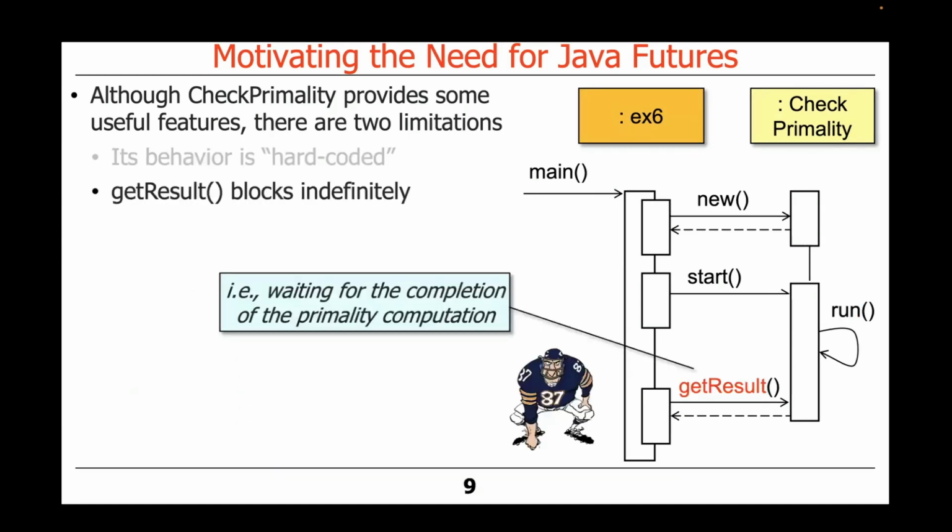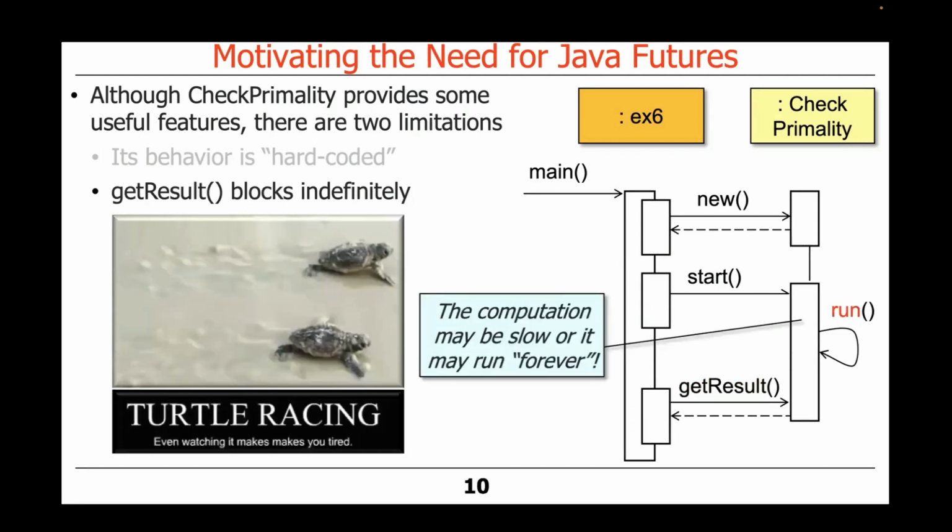The second limitation was that the getResult call that the client thread called to get the result of the computation that was running in the background could block indefinitely, waiting for the computation for primality to complete. And there's a couple problems here. First, the computation might just take a very long time, and we may not want to wait that long. So it might be nice to bail out early and say, sorry, I don't want to wait forever. I want to bound the amount of time I want to wait.